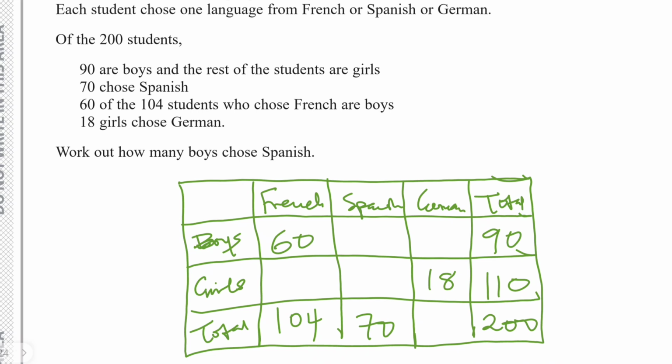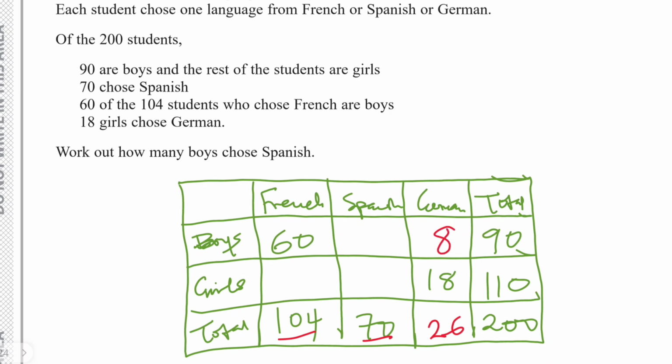The first thing I will find is the total number of students who choose German. So that will be 104 plus 70, which is 174. Take that away from 200, and that gives us 26. So the total number of students who choose German is 26. If 18 of them are girls, then boys is 26 minus 18, which is 8 students.